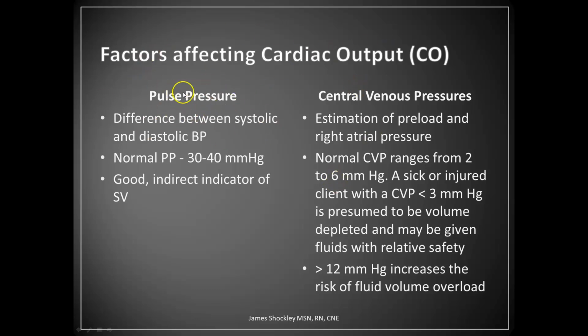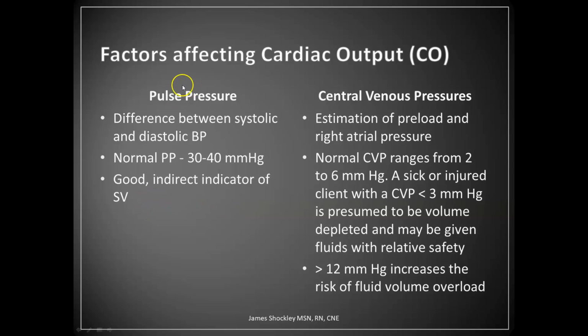Other things that I can look at to help me as a nurse is a pulse pressure. It's simply the difference between the systolic and diastolic blood pressure. And we know the normal blood pressure is 120 over 80. So you're looking at somewhere of a normal around 30 to 40. It's a good indirect indicator of stroke volume.